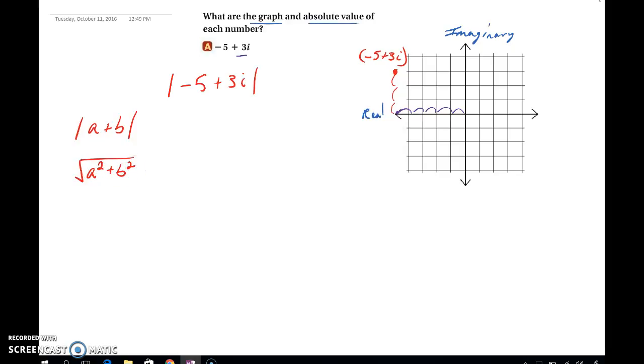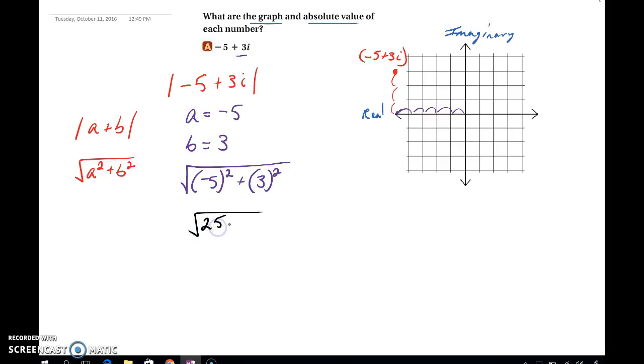So first we need to identify what our a is. Our a is equal to negative 5. What is our b? It's equal to 3. So then it's the square root of (-5) squared plus 3 squared. Right? Negative 5 squared gives me 25. 3 squared gives me 9. And then 25 plus 9 gives me the square root of 34.